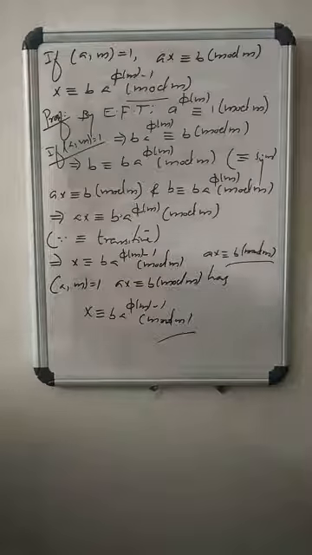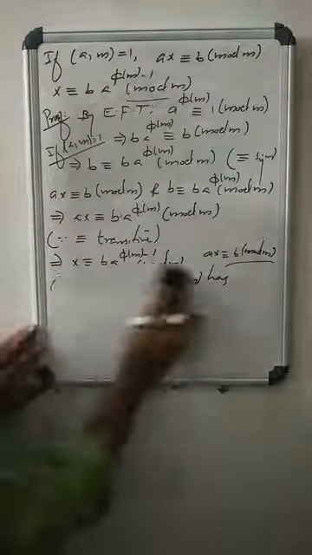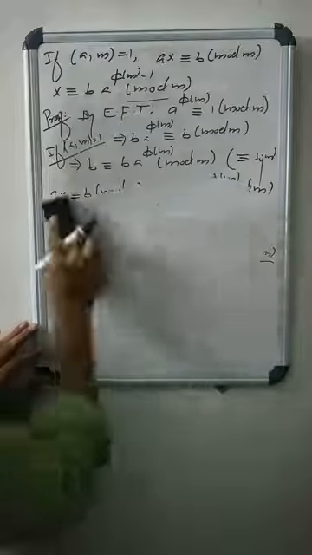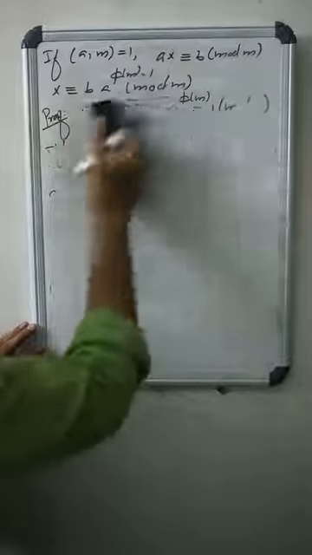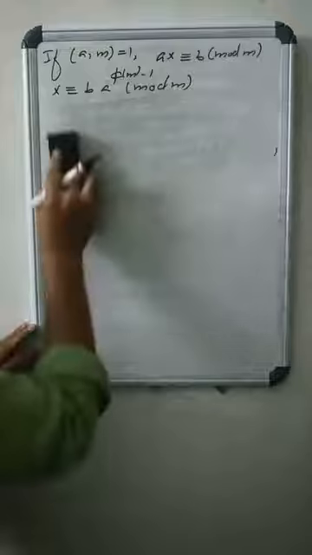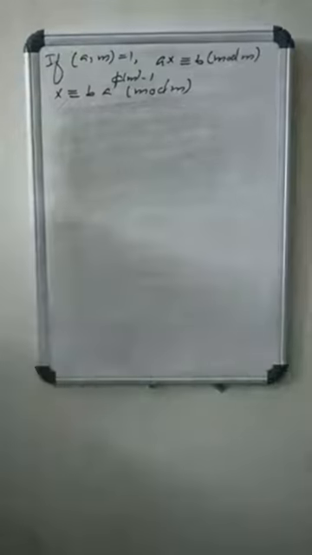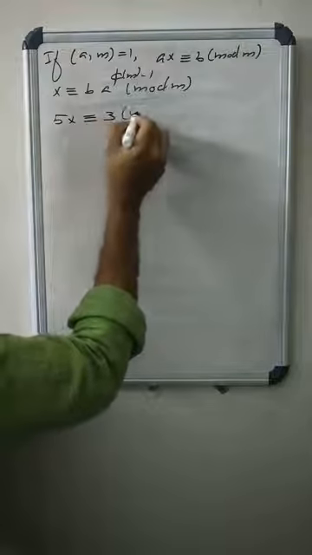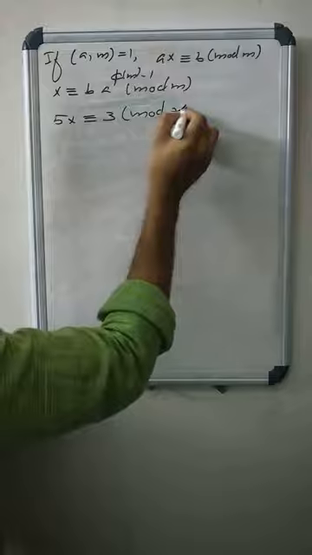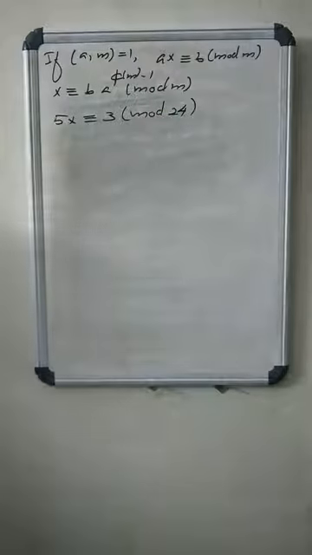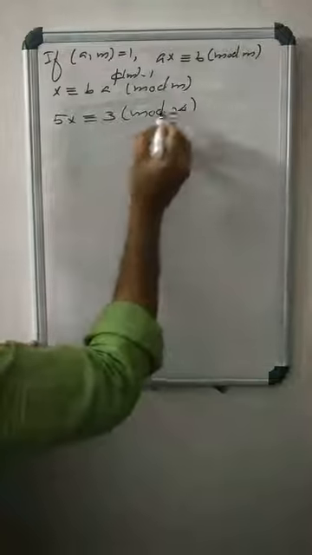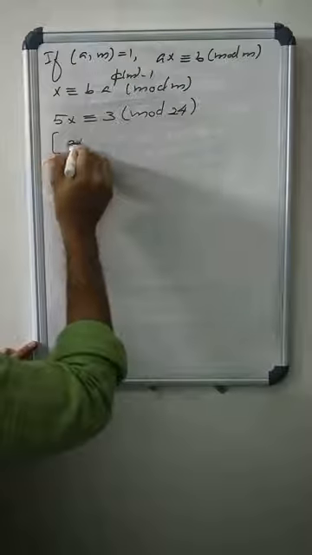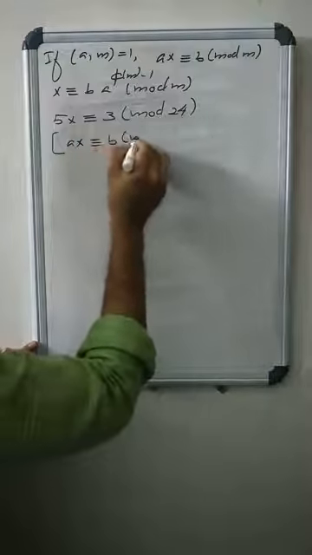Now, by using this theorem, we can try to solve a problem. Find the solution of the linear congruence 5x congruent to 3 mod 24. Solve this linear congruence, 5x congruent to 3 mod 24. So here we can compare it with the linear congruence ax congruent to b mod m.